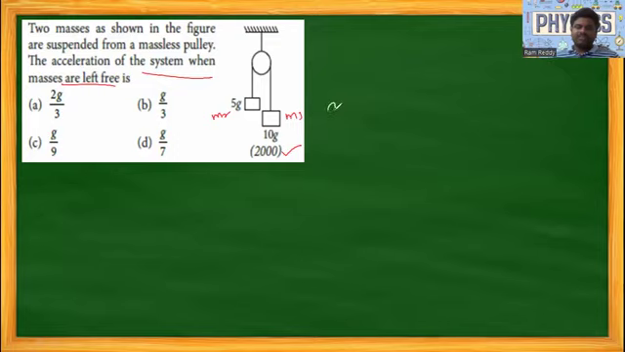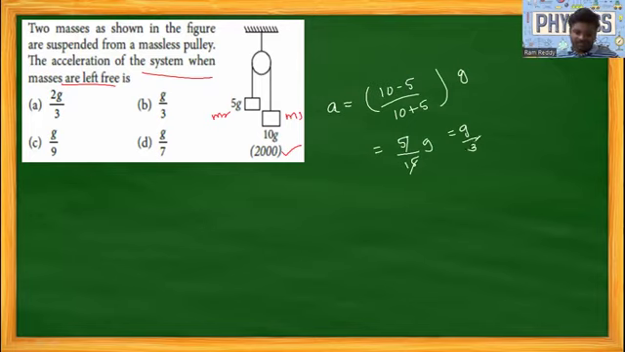And we know acceleration is what? Larger minus smaller, so 10 minus 5, over the sum, 10 plus 5, into g. So that is 5 by 15 into g, which is g by 3. So g by 3 is our answer. Easily we can get it. Or else the formula is a is equal to (m1 minus m2) by (m1 plus m2) into g.